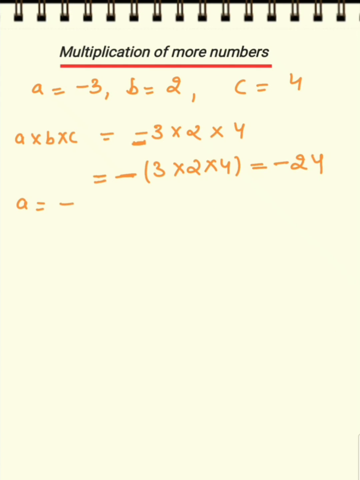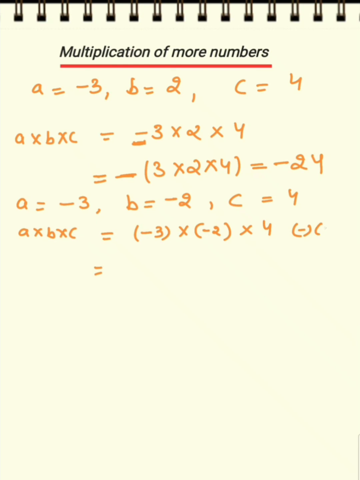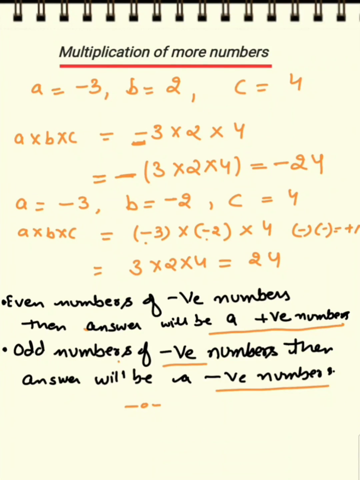Suppose a equal to negative 3, b is equal to negative 2 and c equal to 4. Then a into b into c is equal to negative 3 multiplied by negative 2 multiplied by 4. So how many negatives do we have here? Two negatives, and we know when we multiply two negatives we'll get a positive answer. So this negative will multiply with this negative, we'll get positive. So it will become 3 into 2 into 4, which is equal to 24.